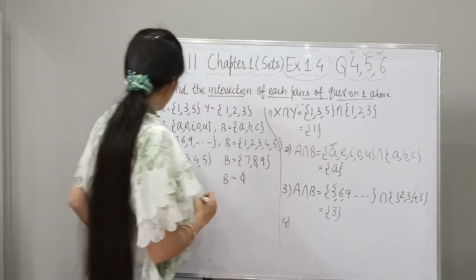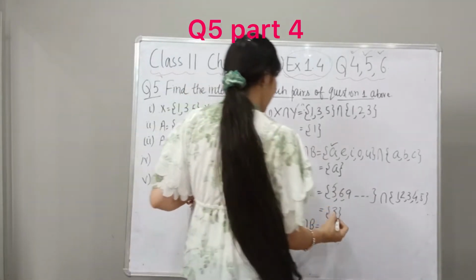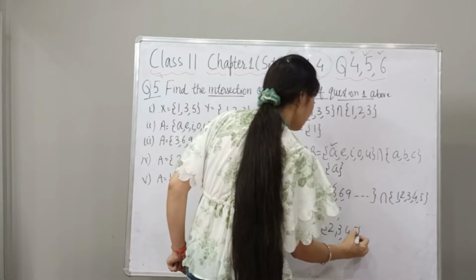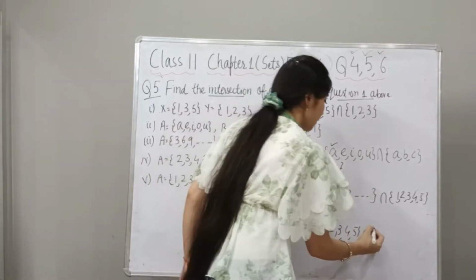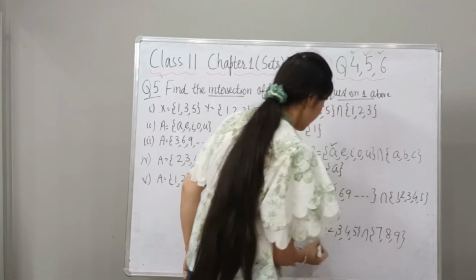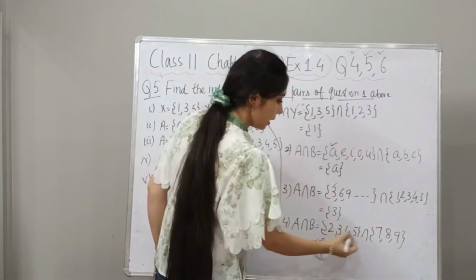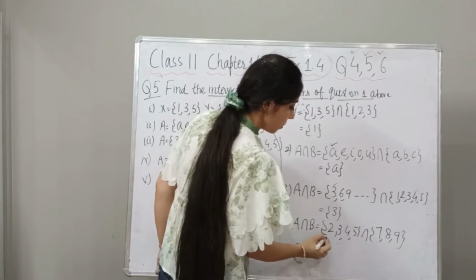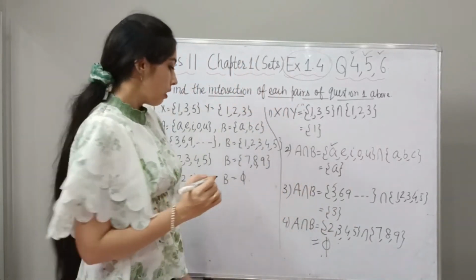Okay. What about part 4? A has 4 elements which are 2, 3, 4, 5. And in B we have 3 elements which are 7, 8 and 9. Okay. So in the intersection we have nothing in common. So this set will be empty.